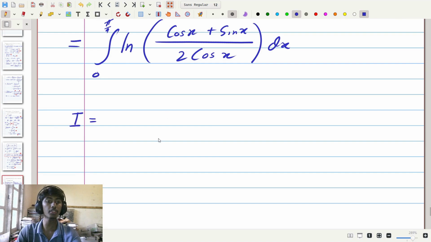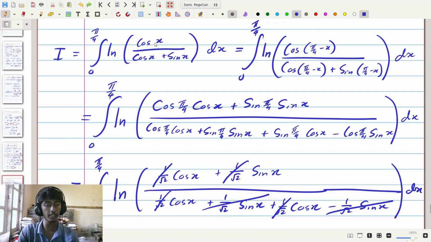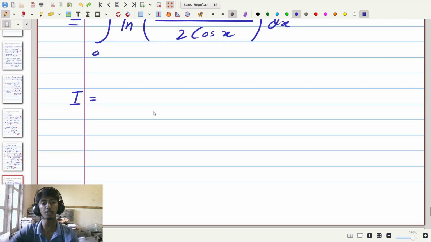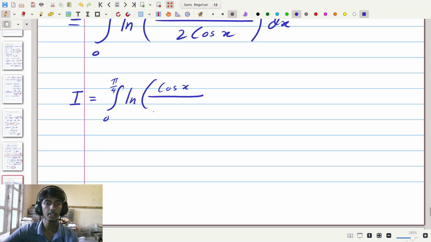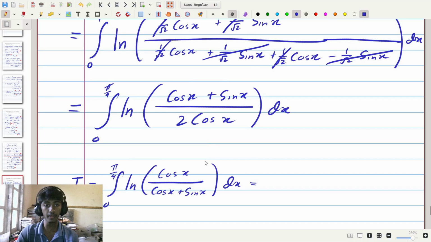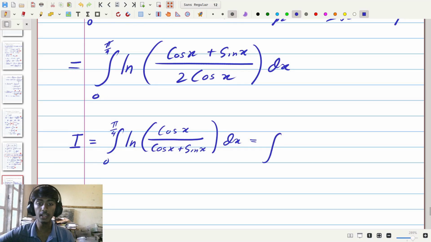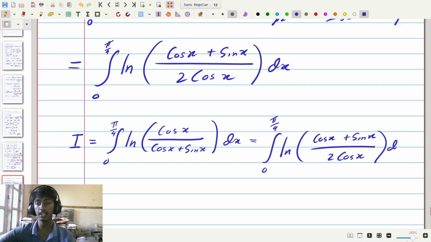So the integral I was originally equal to the integral from 0 to pi by 4 of the natural logarithm of cos x divided by cos x plus sin x with respect to x. So we'll write that as the integral from 0 to pi by 4 of the natural logarithm of cos x divided by cos x plus sin x taken with respect to x. Now we have converted that integral into another integral, which is this one right here, which is the integral again from 0 to pi by 4, same limits, of the natural logarithm of, on the inside we have cos x plus sin x divided by 2 cos x, and that's taken with respect to x.